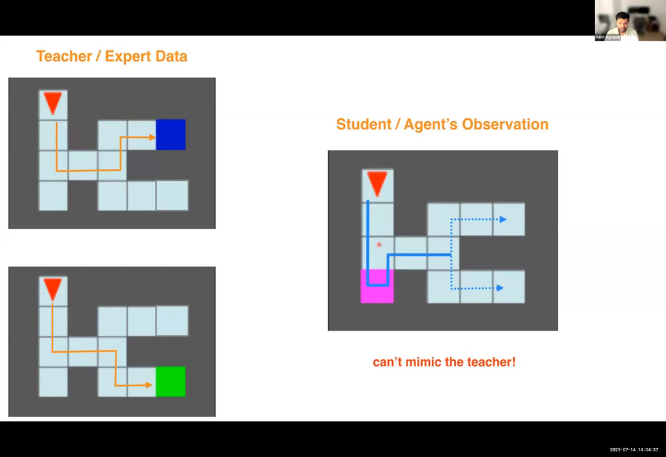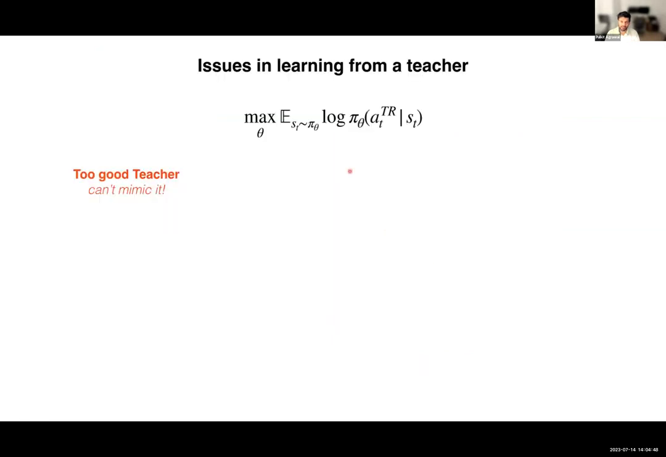But if you see, this agent cannot mimic the teacher. It has to deviate from the teacher and go to the pink block before it can go to the goal. Right? So if you're simply doing imitation learning, it doesn't work because the teacher has too much information. The other scenario might be that the teacher itself is suboptimal. And therefore, if you just try to imitate the teacher, one can never outperform the teacher.